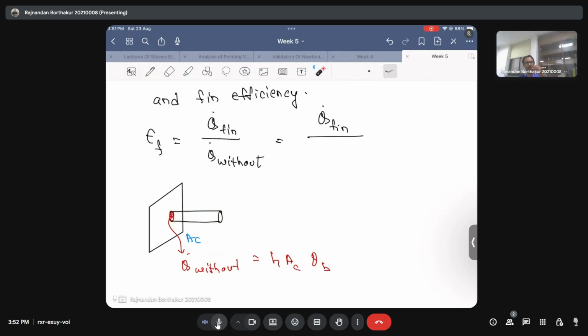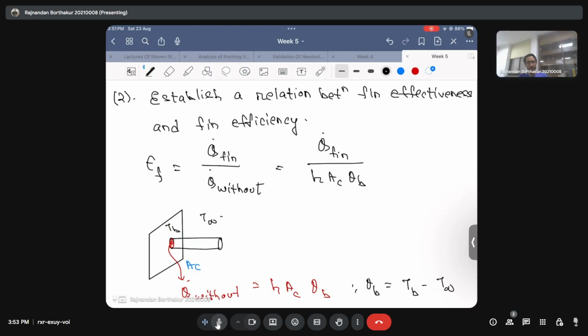In that case, if I don't have a fin, my rate of heat transfer will just be h times AC times theta b, that is just from Newton's law of cooling, where theta b is just Tb minus T infinity, where Tb is the base temperature, and T infinity is the temperature of the cooling fluid. So this is the rate of heat transfer without fin, and this is just equal to h AC theta b.